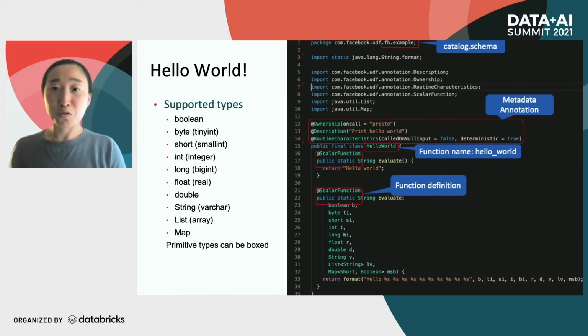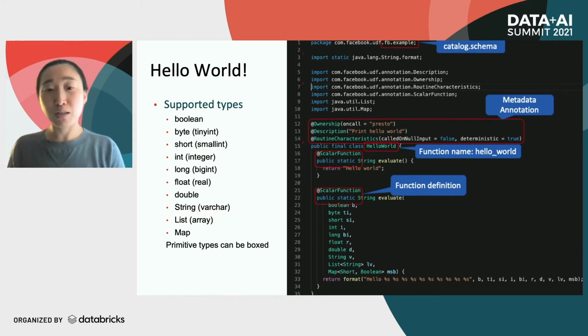To specify an implementation of a function, we use annotation. For example, on line 16 and line 21, you can see the add scalar function annotation. This marks that this function is an overload. So there are two versions of this function implemented in this class. One is a traditional hello world that doesn't take any input and returns hello world. The other one, which we developed for testing purposes, takes a bunch of different types. This is also a demonstration of all the types that we support.